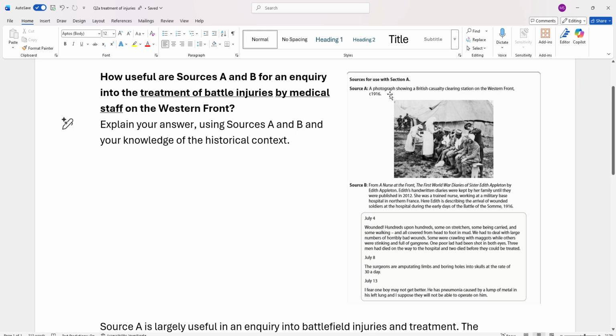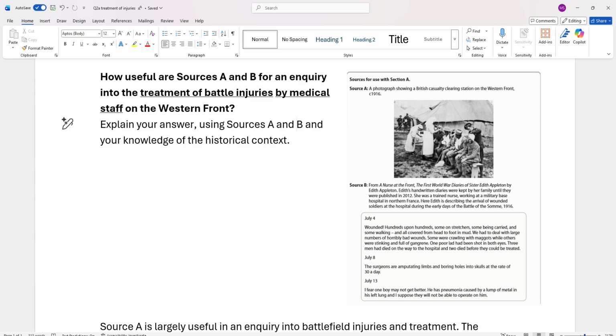Source A is a photograph showing a British casualty clearing station on the Western Front around 1916. Source B is from A Nurse at the Front, the First World War Diaries of Sister Edith Appleton. They're handwritten diaries. It tells you a bit about them. They were kept by her family until published in 2012. She's a trained nurse working at a military base hospital in northern France. Here she's describing the arrival of wounded soldiers at the hospital during the early days of the Battle of the Somme, 1916. So they are the same time period.